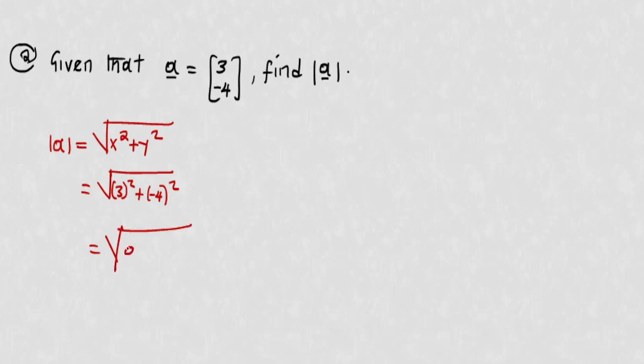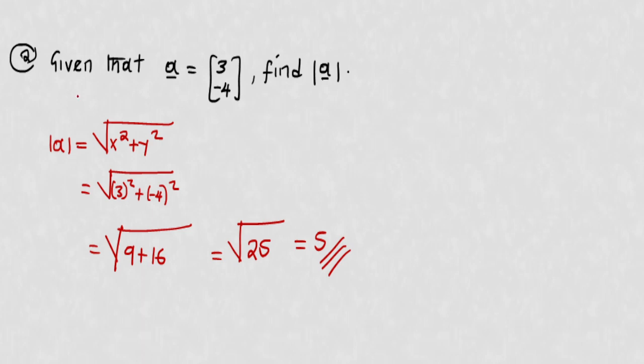What is 3 squared? 3 squared is 9, plus 4 squared is 16. Then 9 plus 16 is 25. And the square root of 25 is 5. So therefore the magnitude is 5. That is the answer for that one. So that's how you can find the magnitude of a vector.